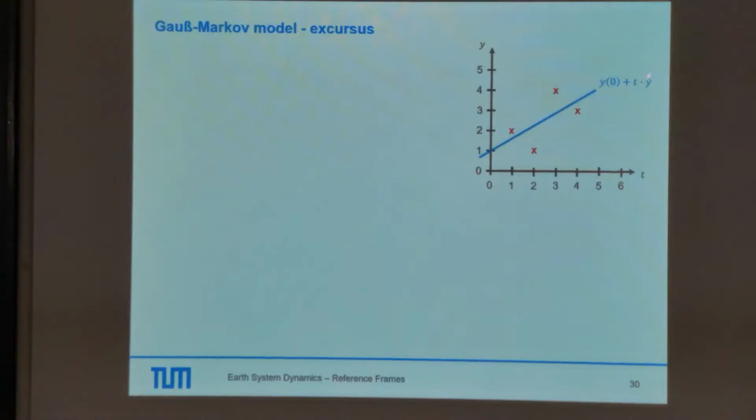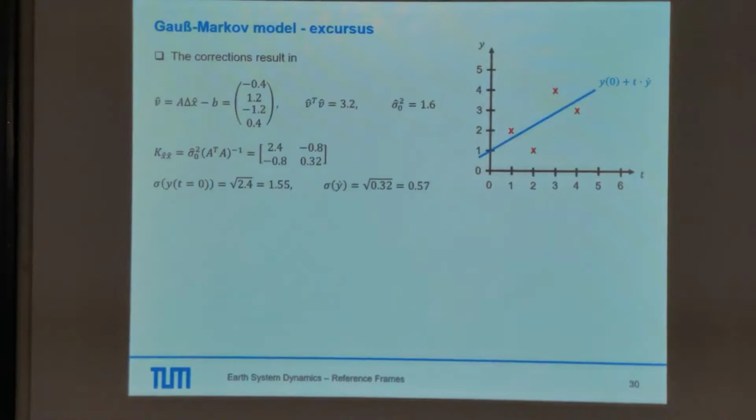We have epsilon y0, which is equal to 1, and then y dot is equal to 0.6. Yeah? This is now the outcome of our least squares adjustment. Again, here we now see the vector of the corrections, so the difference between the functional model and the observations. You see it's minus 0.4, 1.2, minus 1.2, and 0.4. And if you look at this slope, you see, okay, this fits quite well.